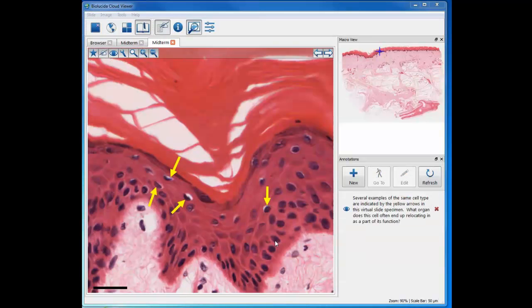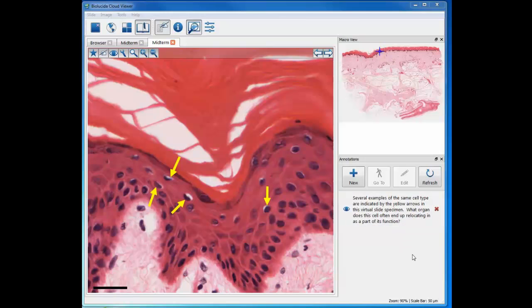This question presented epidermis that's keratinized, and it pointed to these 4 cells. And these cells are Langerhans cells. You see they have an irregular shaped heterochromatic nucleus with a light unstained cytoplasm surrounding them. And they're in the stratum spinosum, very characteristic of Langerhans cells. And the question said, what organ does this cell often end up relocating to as a part of its function?